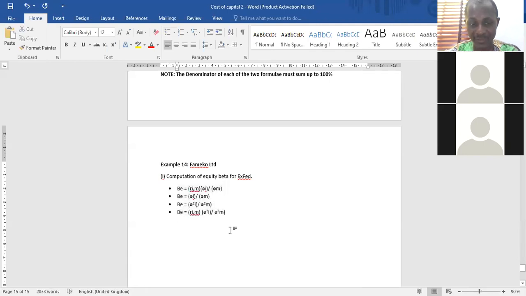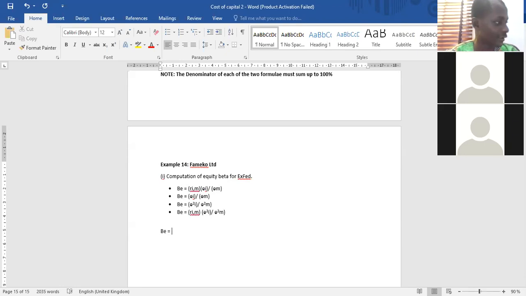We're going to see more of this when we start portfolio theory and capital asset pricing model. So I want to compute beta of equity for XFed. Let's look at the information given to us.